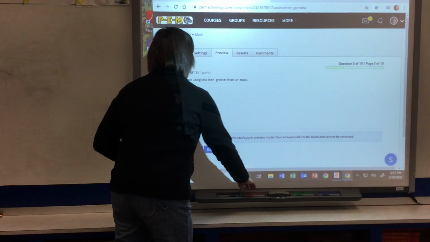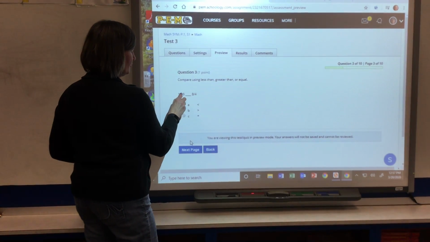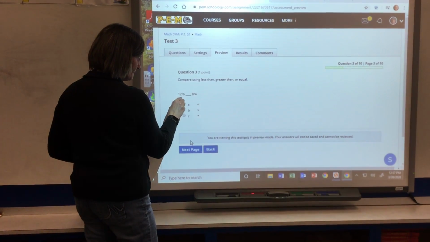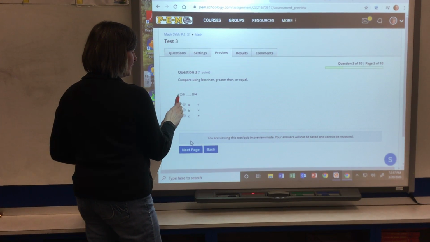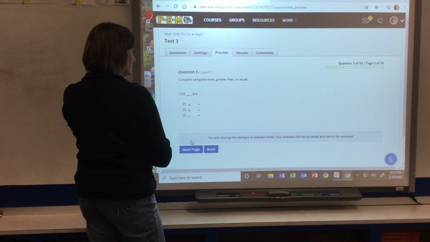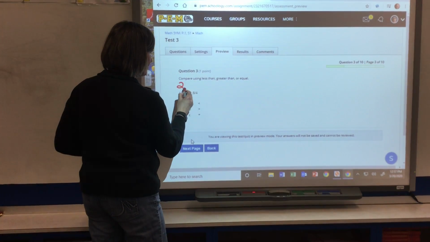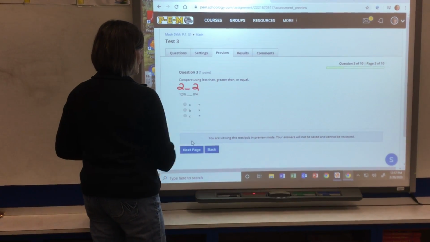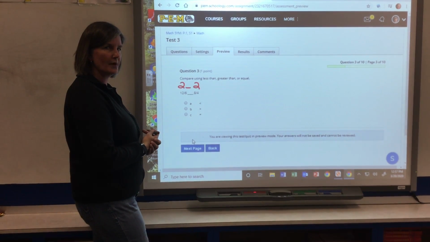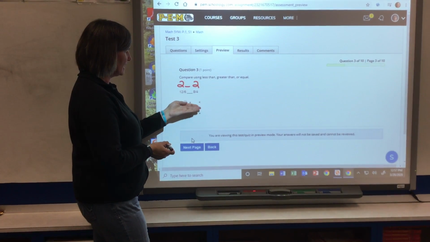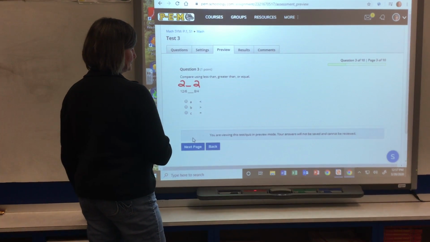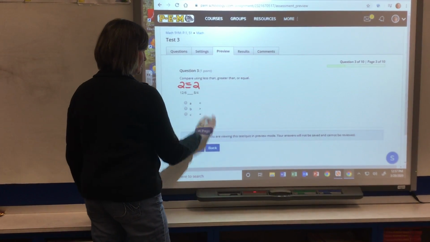So what do I get when I take 12? Remember, this symbol right here means what? Divide. It means to divide. What do I get when I take 12 divided by 6? 2. We get 2. What do I get when I take 8 divided by 4? 2. We get 2. Now we can easily compare those whole numbers. What would you say? Less than, greater than, or equal to? They're equal. 2 is equal to 2.